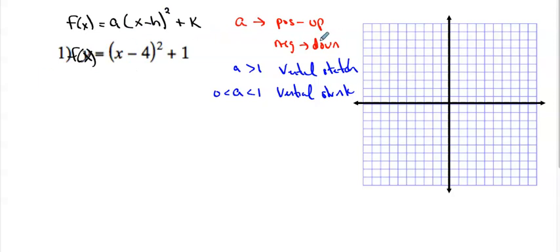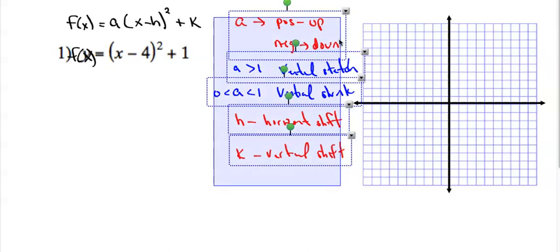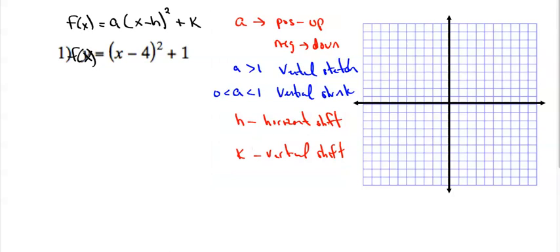Now we also have an h. The h value is the horizontal shift, and then we have the k value, which is the vertical shift. So just a couple things to jot in your memory here. Your horizontal shifts can go left or right, and your vertical shift can be up or down. So, a couple rules here.